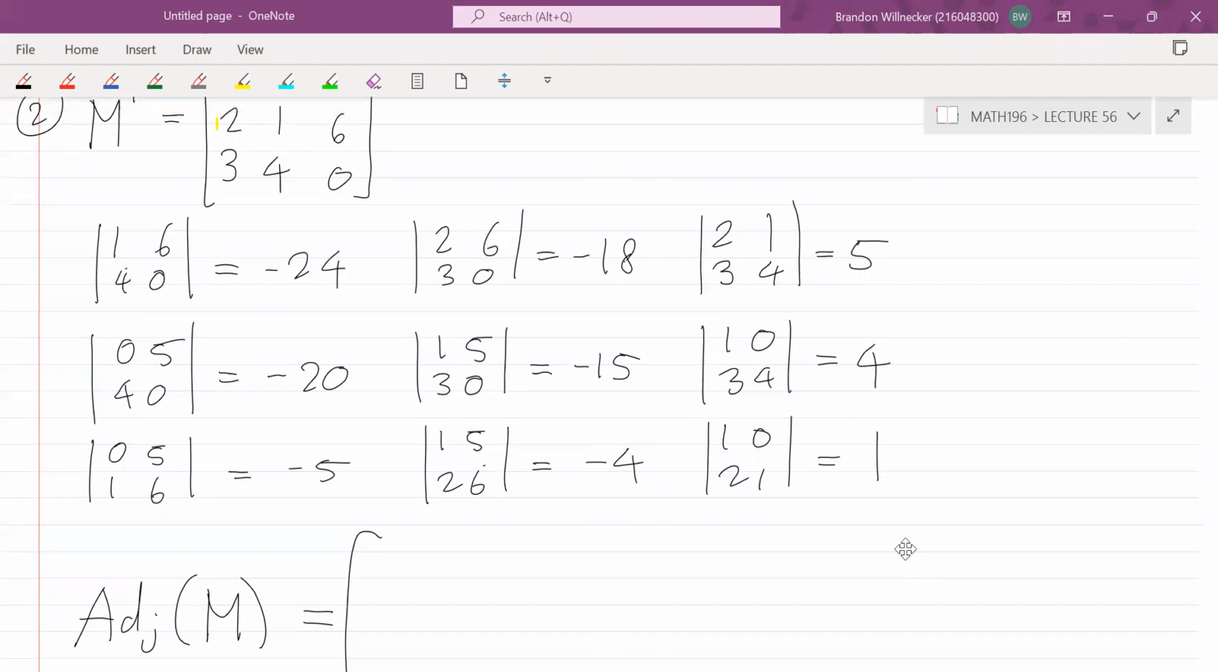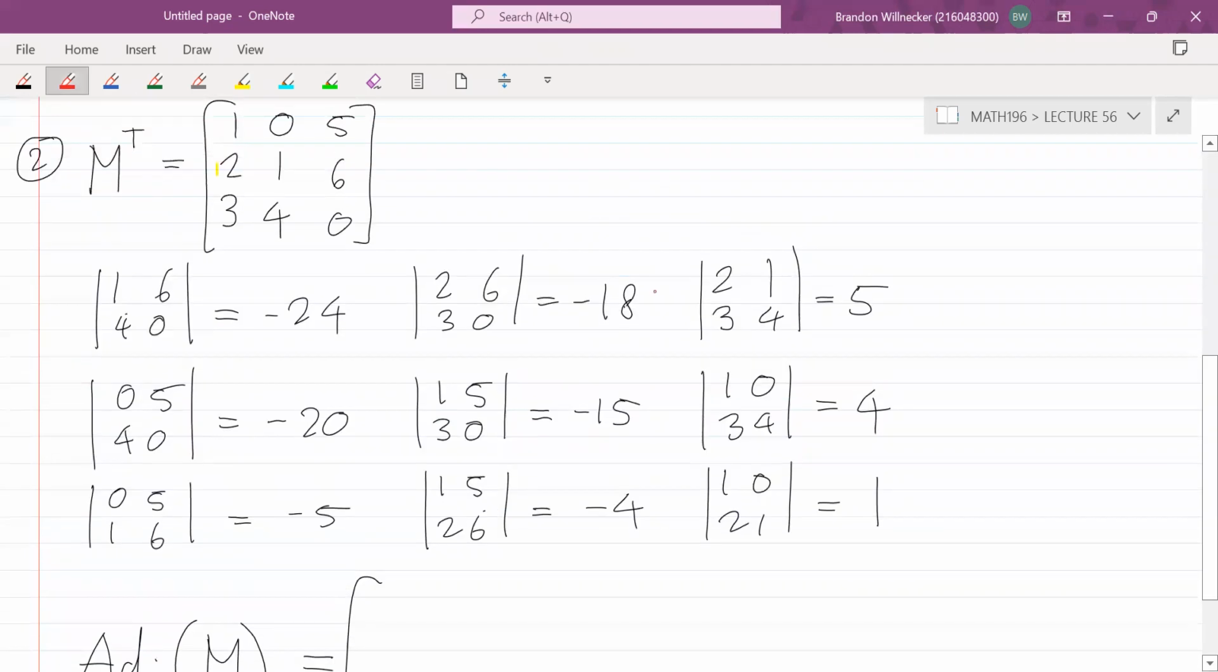What do I mean by alternate entries? The first one we leave alone. The second one we multiply by minus 1. The 5 we leave alone. The next one we multiply by minus 1. The next one we leave alone. The one after that we multiply by minus 1. The next one we leave alone. The next one we multiply by minus 1. And the next one we leave alone.